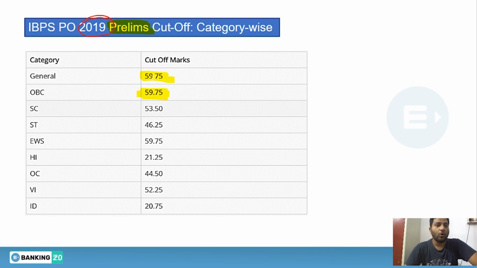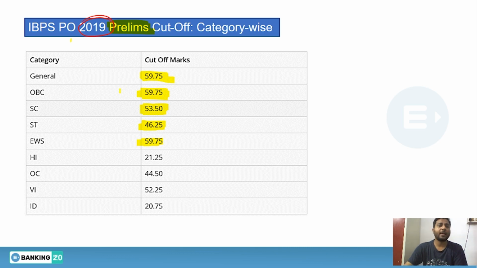OBC and general have the same kind of cutoff, while SC doesn't have much difference. Then ST, EWS, the economically weaker section, and then visually impaired, and all the categories will be available. So you will have a clear idea about what kind of cutoff you have to deal with. You have to deal with a cutoff of around 60. It wouldn't go beyond that unless the vacancies come down.